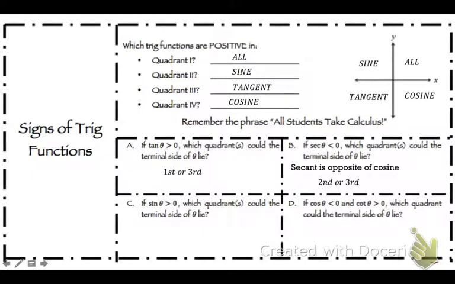Okay. If sine is greater than 0, which quadrants could that lie in? Well, that's the first and the second. This one, if cosine is less than 0 and cotangent is greater than 0. So let's first figure out where cosine is less than 0. Cosine is less than 0 in the second or third quadrants. Cotangent is greater than 0, which means when tangent is positive, so that's the first or the third. So the third quadrant is where that one will lie. Okay?